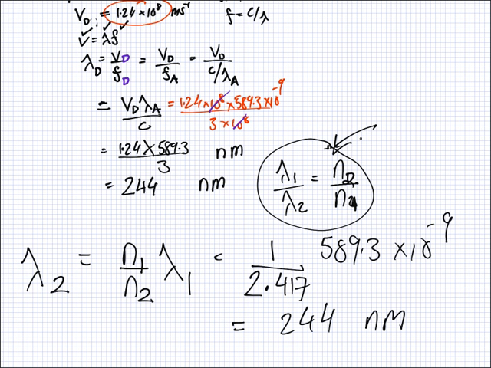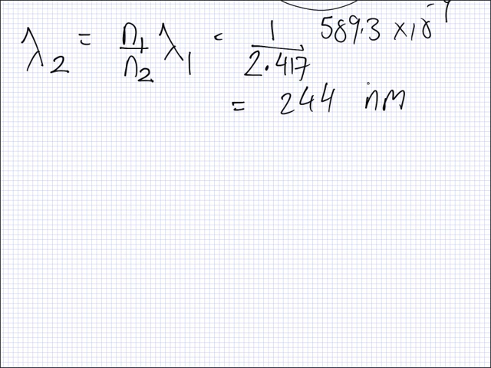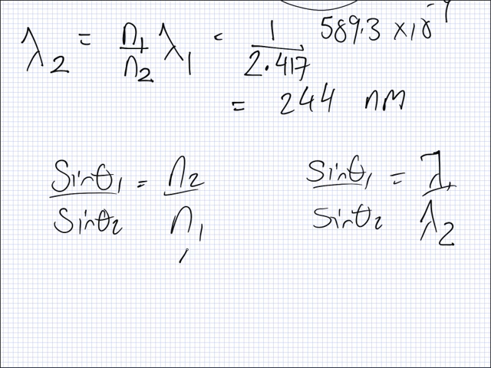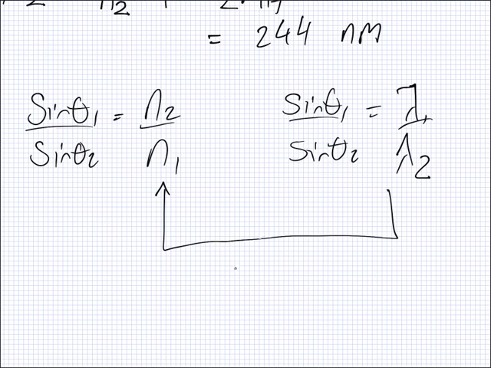So I didn't give you this rule. It wasn't anywhere. But you can easily show it from Snell's laws. Because, do you remember Snell said sine theta 1 over sine theta 2 equals n2 over n1. And Snell also said sine theta 1 over sine theta 2 equals lambda 1 over lambda 2. So you can put these together and you can get a relationship n2 over n1 equals lambda 1 over lambda 2.